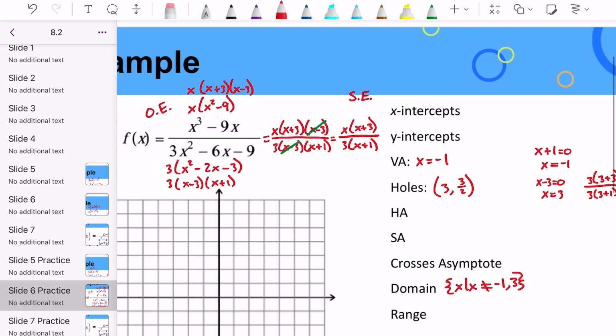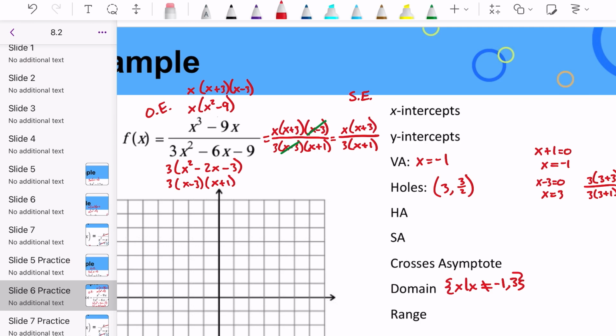As we go on to our horizontal asymptote, this could be a horizontal asymptote, or it could be a slant asymptote. In either case, we have to take a look at the exponents. 3 is on the top, 2 is on the bottom. There is a difference of 1, and it is greater on the numerator than the denominator, which means this is a slant asymptote.